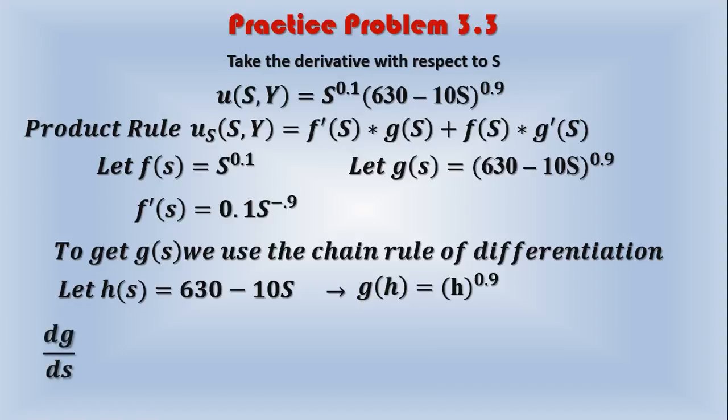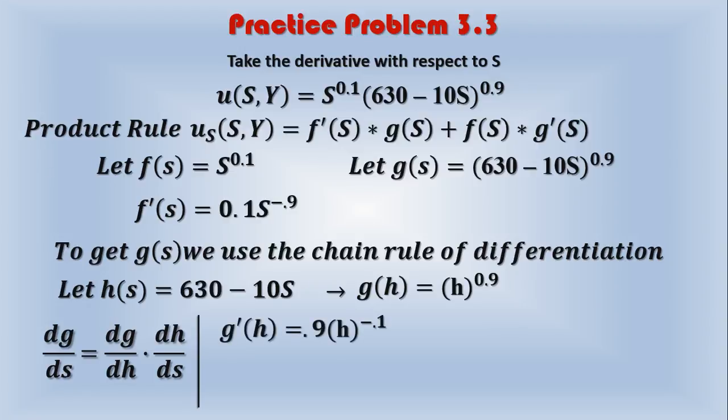All right, anyway, so the derivative of the outside function is equal to 0.9 times that term raised to the power of 0.9 minus 1. So that's going to be the outside function, so that's dg dh. That's what we got there.